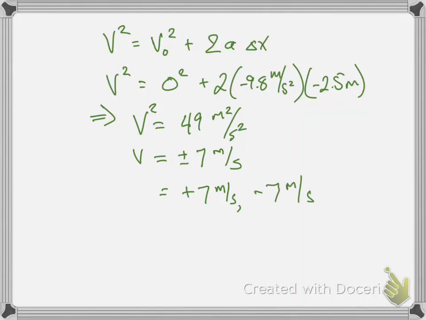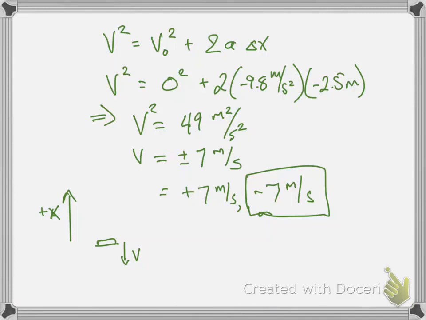And the question is which one of those is the correct answer? Think about it. Well, since we chose up as the positive direction and V is going down, then the correct answer here is minus 7 meters per second. So the final velocity is minus 7 meters per second.